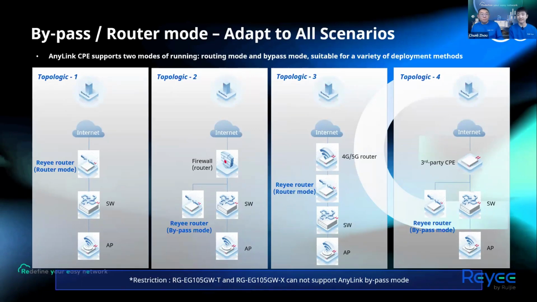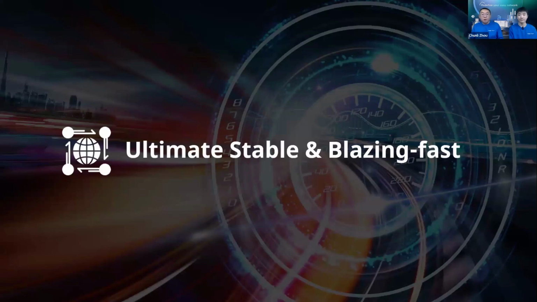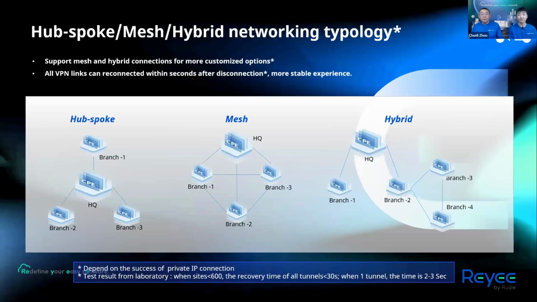Yes, one thing to note is that the bypass mode can utilize any brand of gateways or firewalls. But it requires an EG gateway with AC function. So therefore, the EG105GWT and EG105GWX wireless gateways cannot be used as bypass SD-WAN CPEs. But they can be used as router mode CPEs perfectly. Right. And the next point is also AnyLink's very intuitive core value, the high speed, low latency, and ultra high stability.